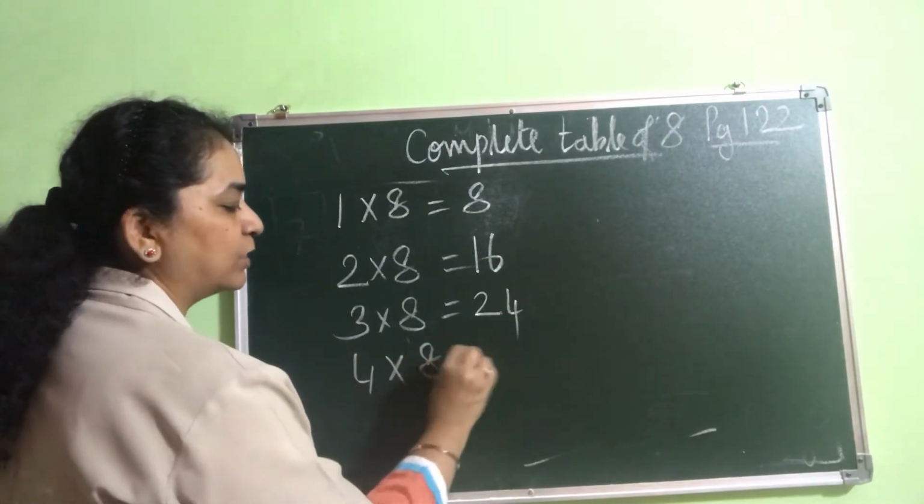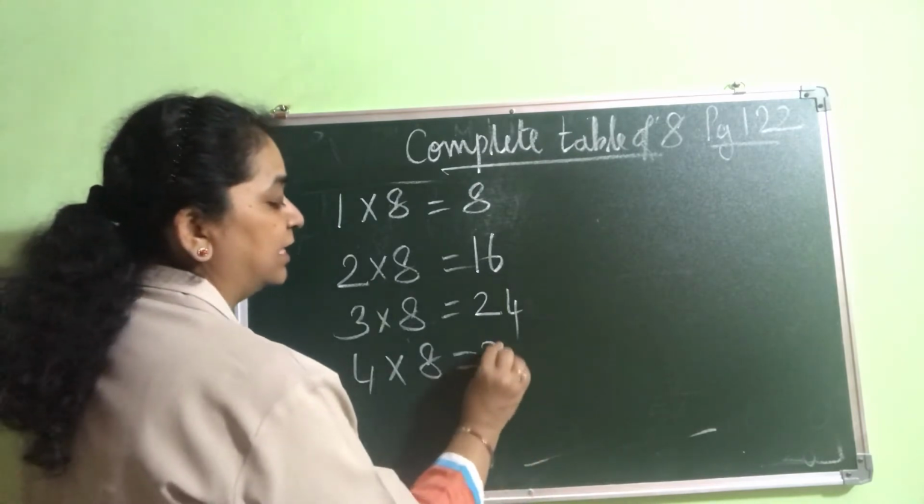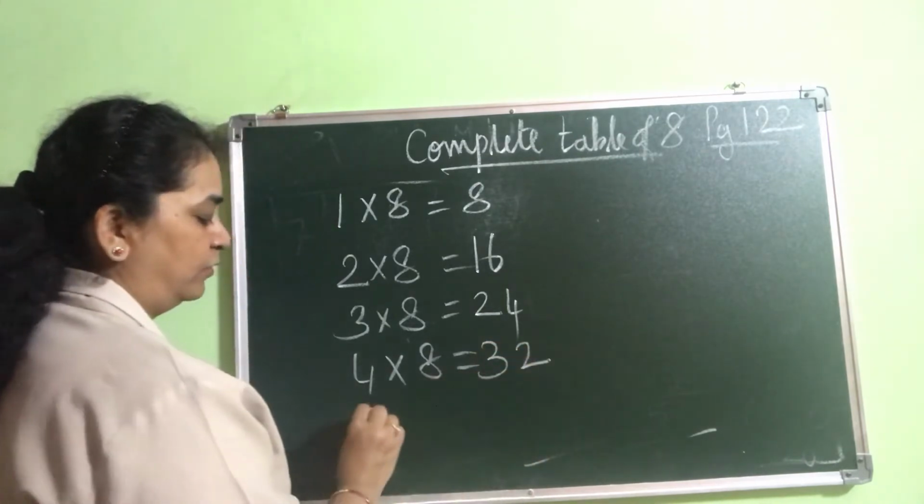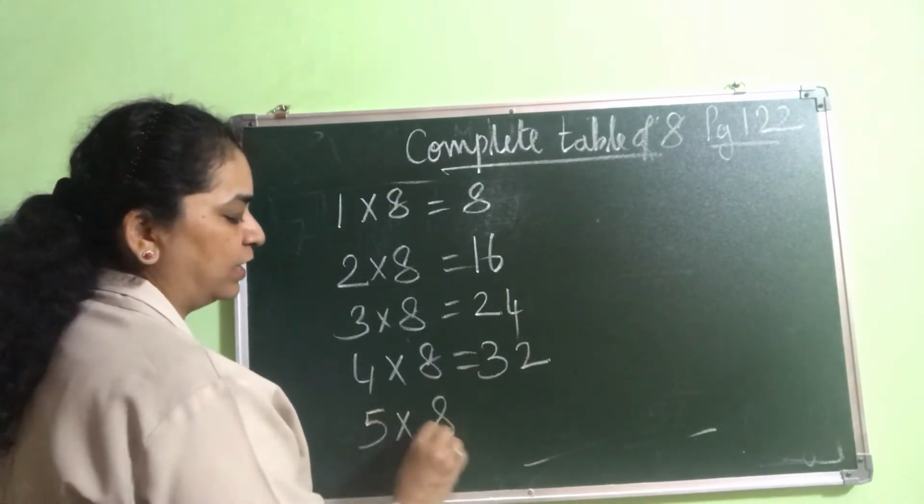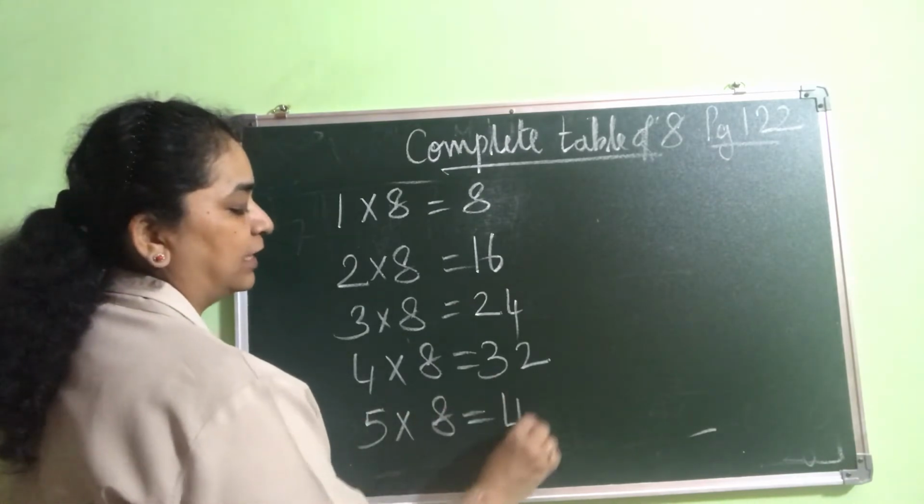4 into 8 or 8 into 4. What is the answer? 32. 5 into 8 or 8 into 5. What is the answer? 40.